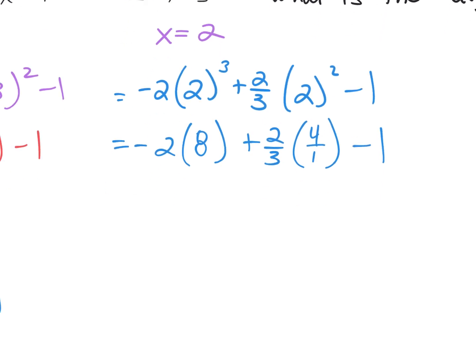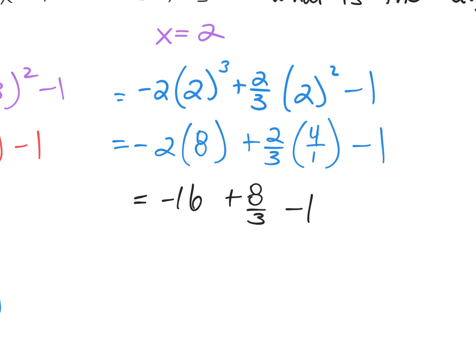All right, we're going to do a little more simplifying. What is negative 2 times 8? Negative 16, okay? What is 2/3 times 4 over 1? 8 over 3. So plus 8 over 3 minus 1, all right?